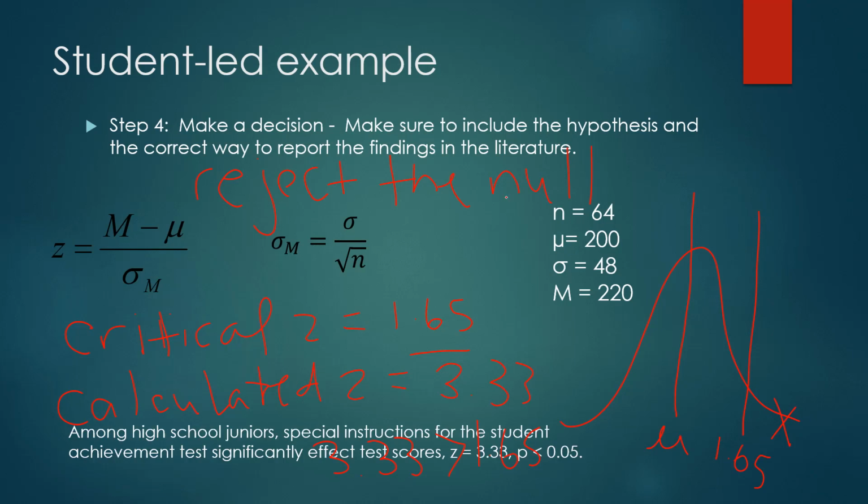And putting it into words that you would see here, let me just erase this really quick so you can see it well. Among high school juniors, special instructions for the student achievement test significantly affect test scores. And z equals 3.33, p is less than 0.05. So again, you will need to know how you would write these things in the literature for the test.